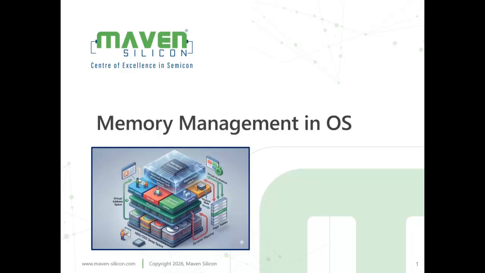Every application we use, such as a browser, editor, or background services, needs memory to store instructions and data. The operating system must ensure that each program gets the memory it needs while also preventing programs from interfering with each other. In this video, we will explore why memory management is necessary, what problems occur without it, and how modern operating systems solve these problems.